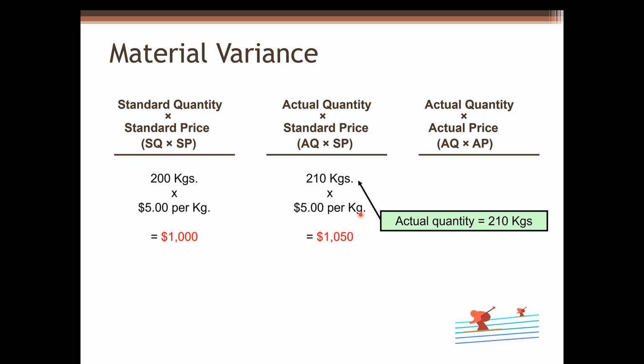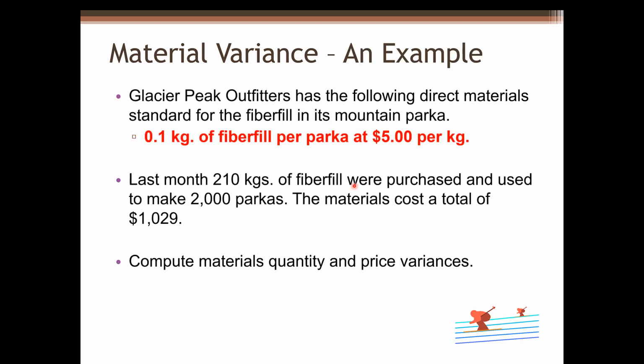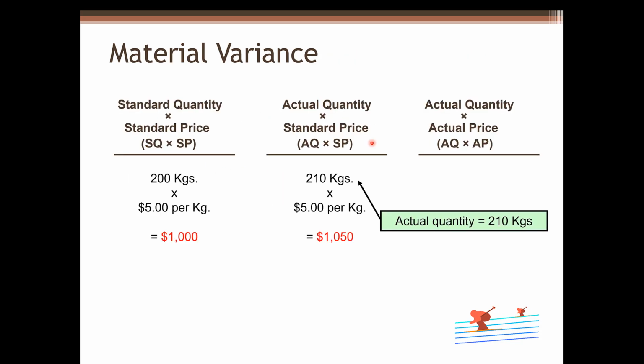Column 2, actual quantity times standard price. Actual quantity. If you go back, take a look at the question. 210 kilograms of fiber fill were purchased and used. So this is actual quantity used to make 2,000 parkas. Standard price, $5 per kilogram. So we use 210 kilograms multiplied by $5, and we can get $1,050.